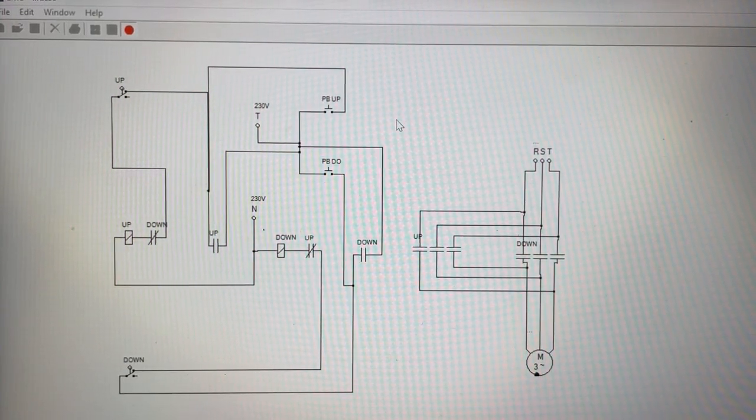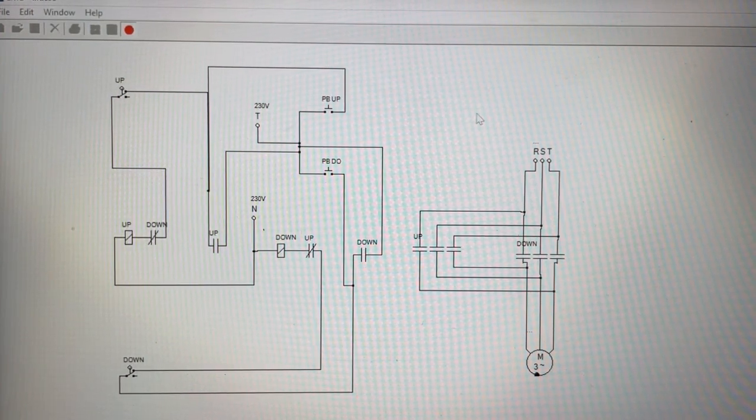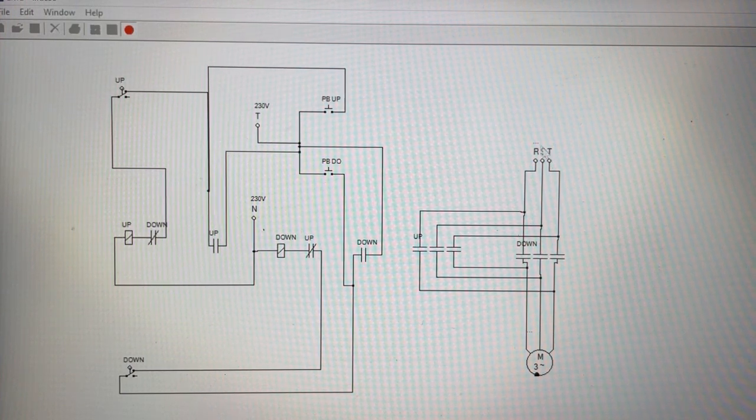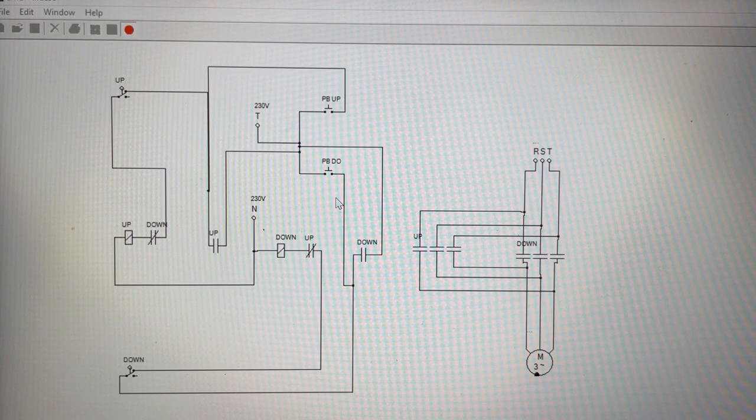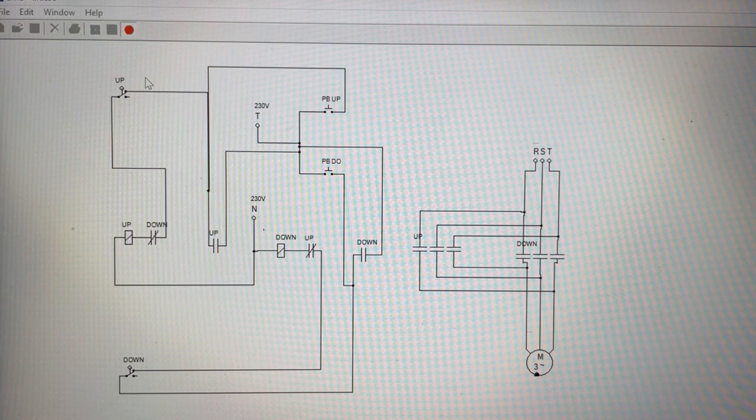So I made one small diagram for a basic lift. So here we have three phase supply, and we have down contactor. Here we have up contactor and motor. And this is up push button, here down push button, and we have up limit switch and here down limit switch.